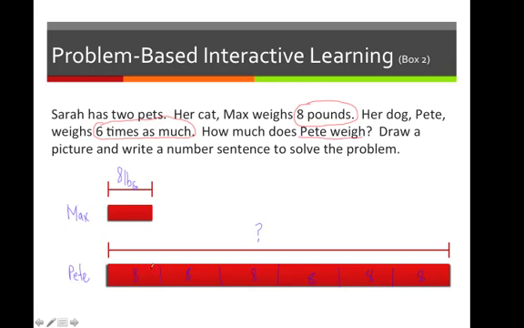So if I take my 6 groups of 8 and write a number sentence, I get 6 times 8 equals, and I know my basic facts, so 6 times 8 is 48. Pete weighs 48 pounds. And that's how you use a bar diagram, which is our picture, and a number sentence to solve a word problem. Let's take a look at the next one.